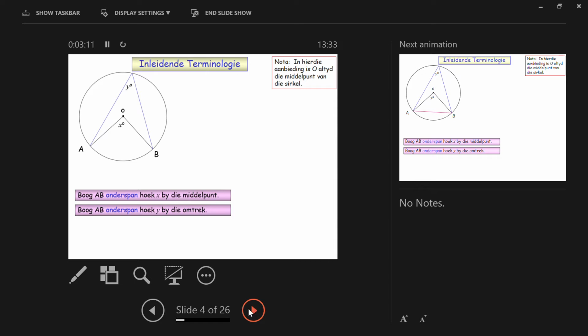Circumference is omtrek. Okay. Dan sê hulle vir jou, daai rooi lyntjie beteken koord AB, because now that I drew a line from A to B, now it's not an arc anymore.